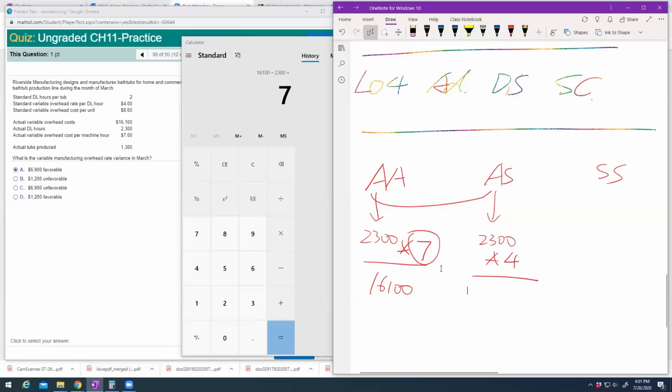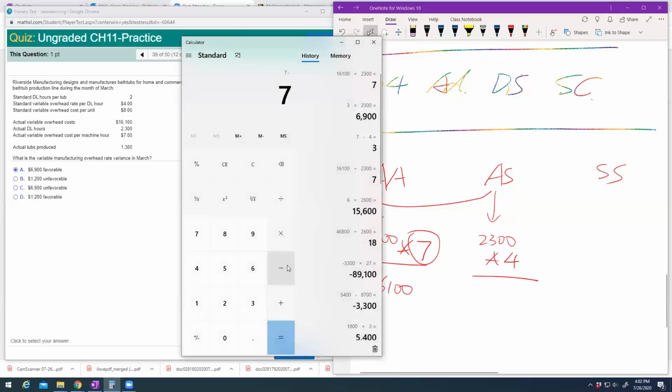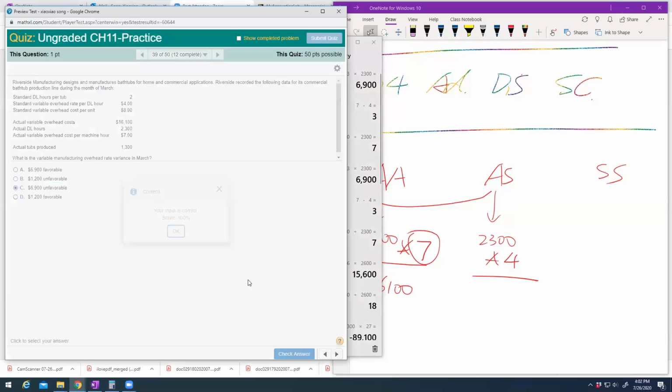But based on the standard, we allocate $4 per direct labor hour, right? So you have the unfavorable. For each 1 hour, you allocate $3 more. So totally we have 2,300 direct labor hours, we will have 6,900 unfavorable as the rate variance. Okay, you can see it's very similar with the direct labor and direct material, right?